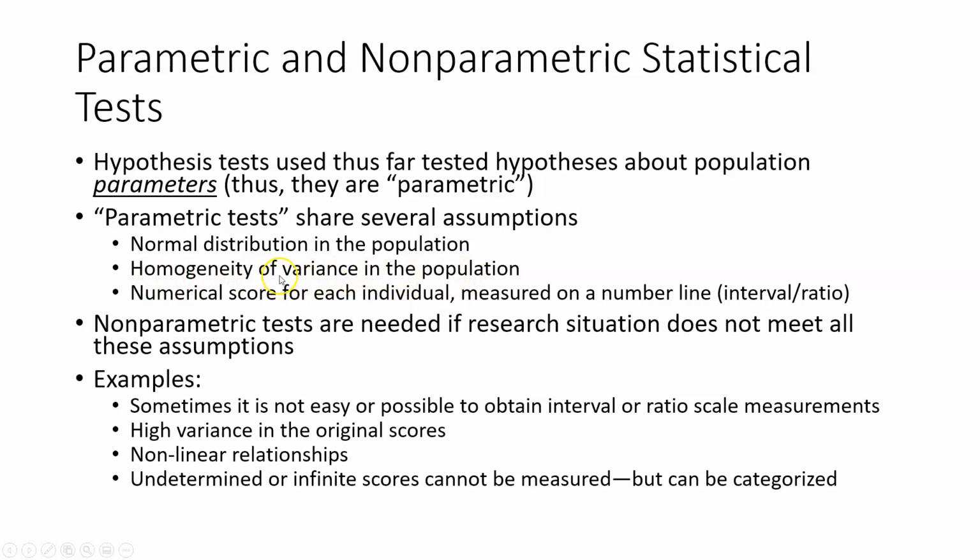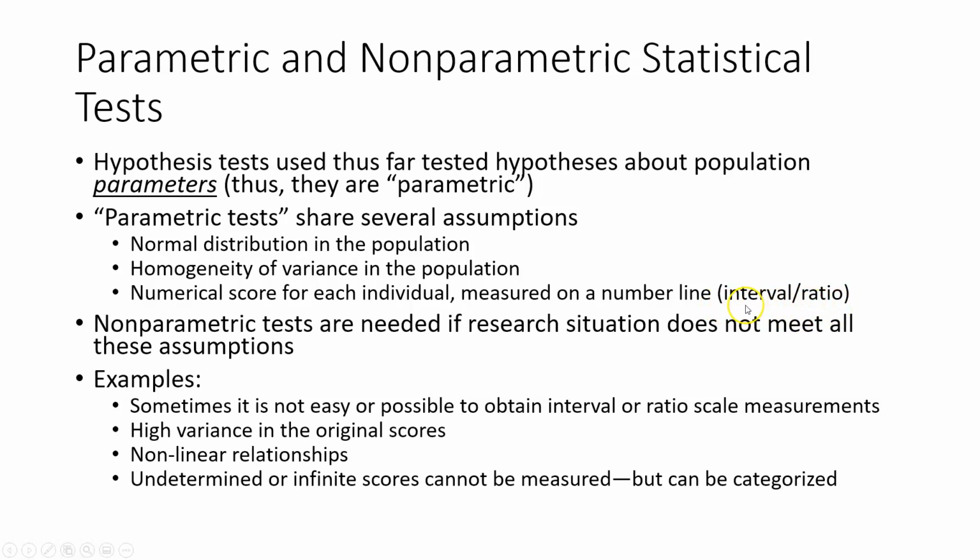So remember that if you've drawn two samples and they vary to different degrees, like if the spread of one population is different than the spread of the other, then you have to either make certain corrections or you can't even run your statistic. So they assume that the variance in your populations are homogeneous. They're the same. And finally, they assume that there's a numerical score for each individual. And this is measured on a number line, either interval or ratio.